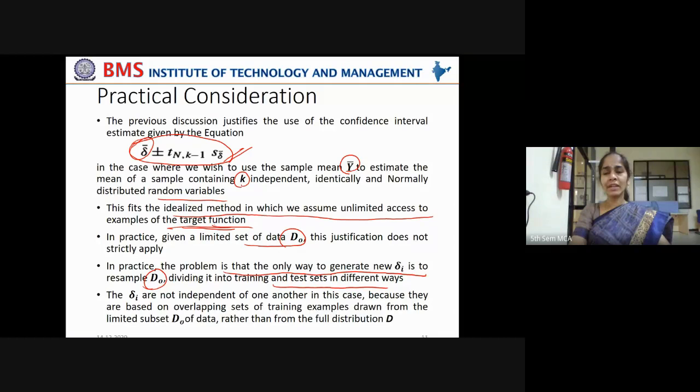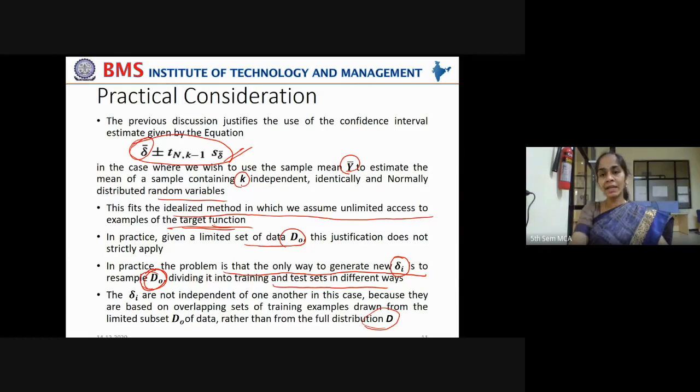So when the data is limited, in order to calculate the difference in the errors between the two learning algorithms, that is delta I, you don't have any other option but to resample this D naught. Each time take a different sample from the data set, divide it into training set and test set, and find out the errors of the learning algorithms. The delta I are not independent of one another in this case because they are based on overlapping sets of training examples drawn from the limited subset D naught of data rather than the full distribution D.